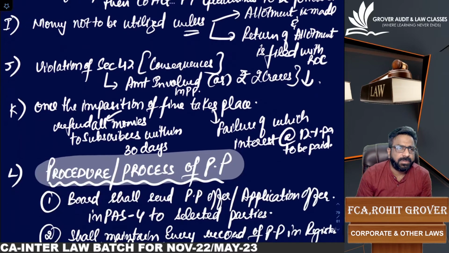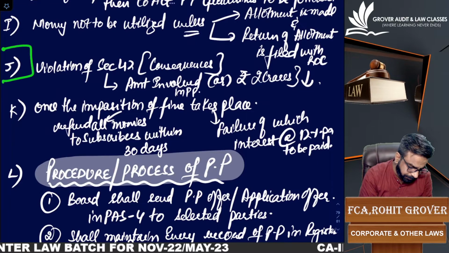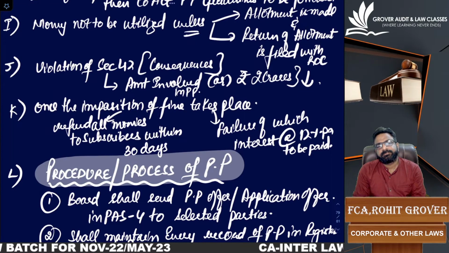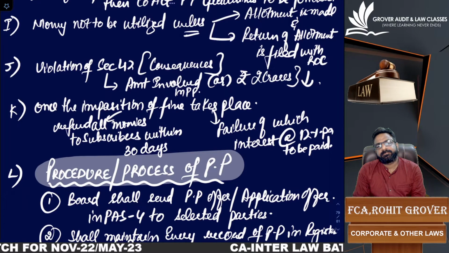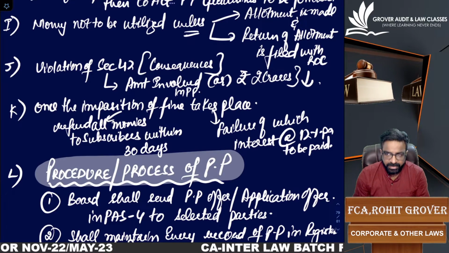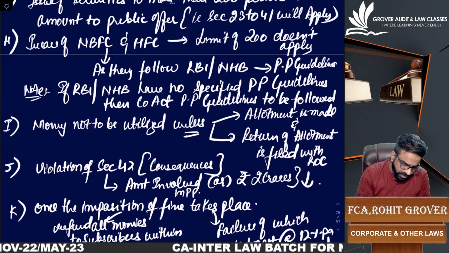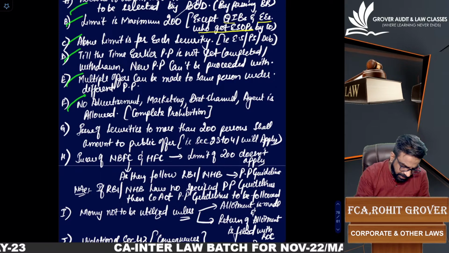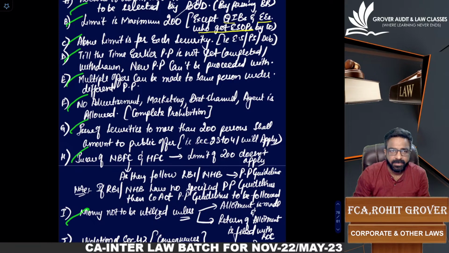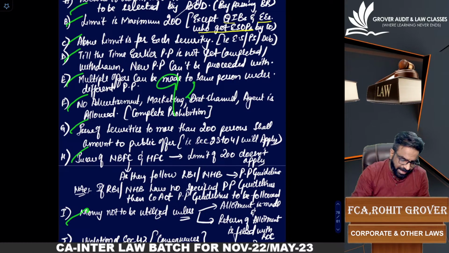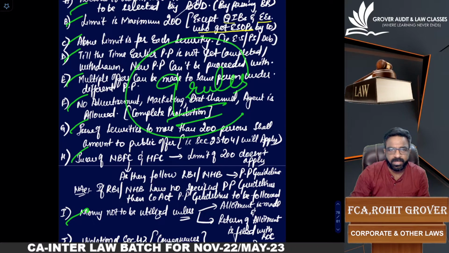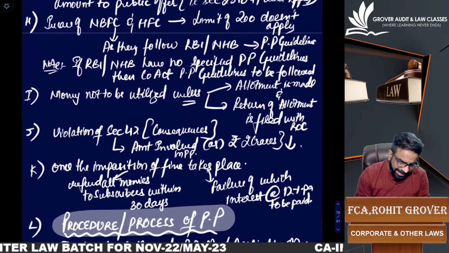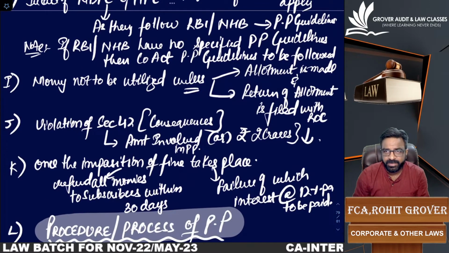Okay. Now, continue with the J point. Violation of Section 42, consequence: amount involved in private placement or 2 crores. Now, how many rules have we done? We have done rule number A, B, C, D, E, F, G, H, I. So I can say that almost 9 rules we have understood so far. Am I correct?